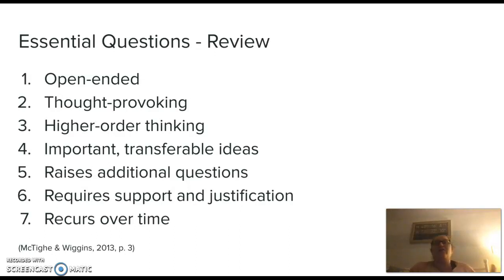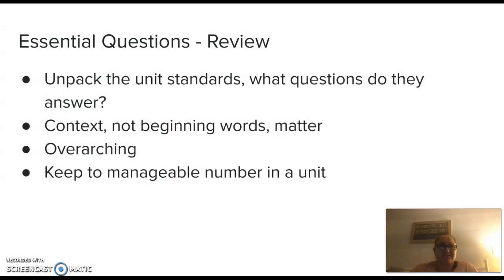So again, if all that learning is happening throughout the unit, students will have that by the end to be able to answer that big question. And they're the kinds of questions that recur over time. So you could write an essential question and use the exact same essential question in another unit if it's applicable. I hope that makes sense.